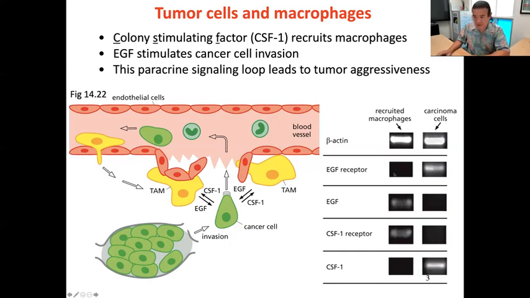Macrophages don't, right? Macrophages don't care about EGF receptor, but the macrophages make the EGF itself, right? That's why you can see the macrophages make EGF. The carcinoma cells don't make EGF, right? So this is one direction of communication. Macrophages making EGF that are then received by the carcinoma cells' EGF receptors, right?